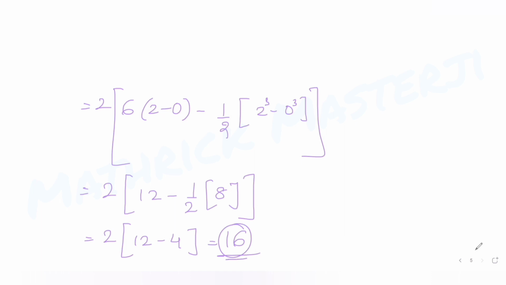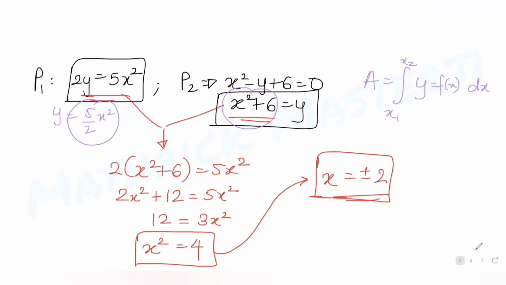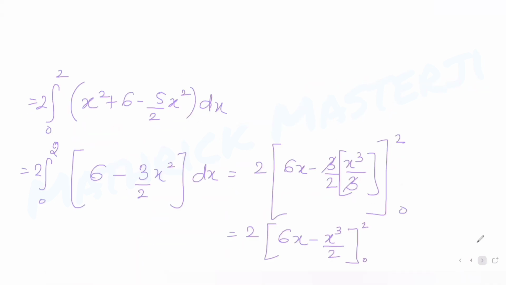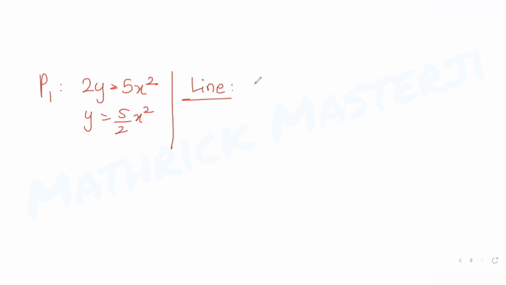Now once you have that, let's find the area of the region between the first parabola and the given line y equals alpha x. The parabola P1 is given as 2y equals 5x square, so you get y as 5 by 2 x square. And the other one is a line having the equation y equals alpha x.